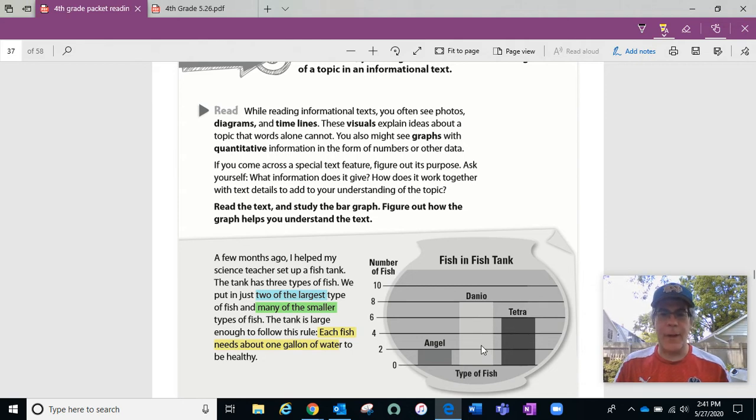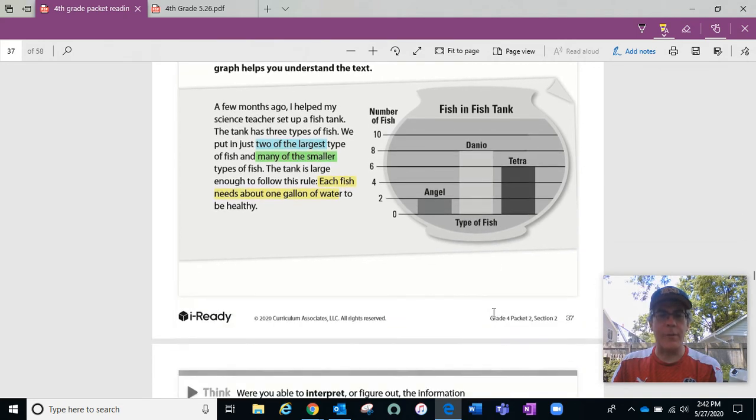Now I can infer from that that it may be that we go from biggest to smallest, so that the bigger the fish, the fewer there are. Since there's the most of the danio, we could guess that maybe those are the smallest fish. That's not necessarily the case, though. Certainly the danio and tetra are smaller than the angel, since there are a lot of those. But it's not quite clear, based on what we have, whether danio and tetra are similar size or whether one is smaller or bigger than the other one.